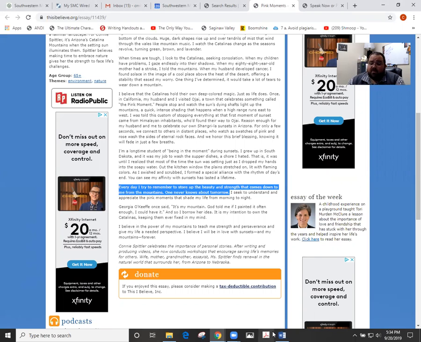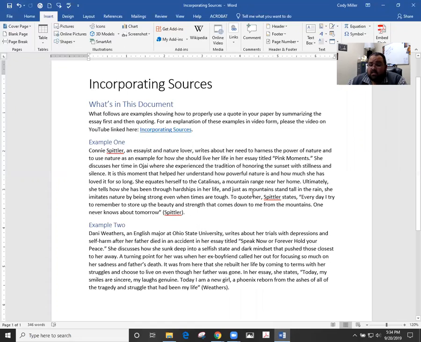A couple things that we've got to do before that. We need to make sure that the reader understands who said this. So we use what's called the signal phrase, something like their last name, and then a quick verb that says Spittler writes, Spittler suggests, Spittler says, Spittler argues, something like that, okay? And that begins our quote. It gets us moving into the quote, and then you have the quotation marks right after this comma.